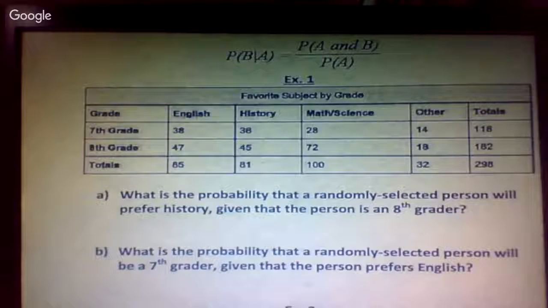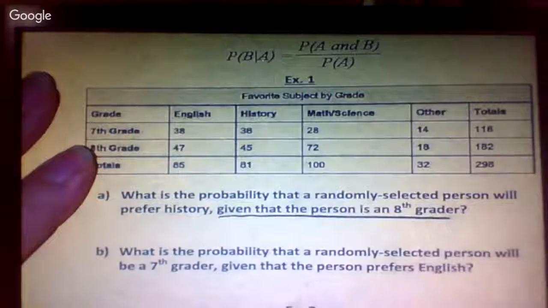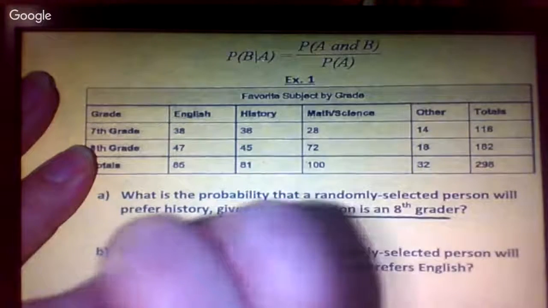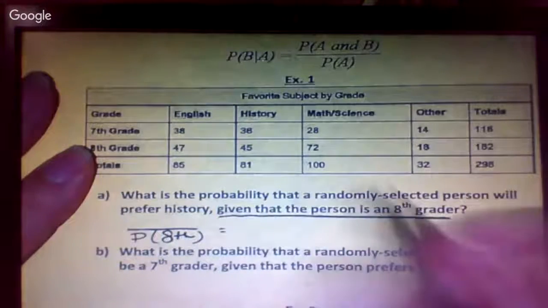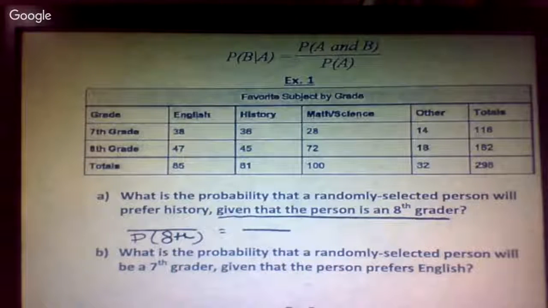Okay. So the first condition is the one that comes after the words, given that. So the first thing that's happening here is we know that they're an 8th grader. So that's what goes in the bottom. The probability that they're an 8th grader. So that's the first question you want to ask yourself. How many 8th graders do I have? 182.